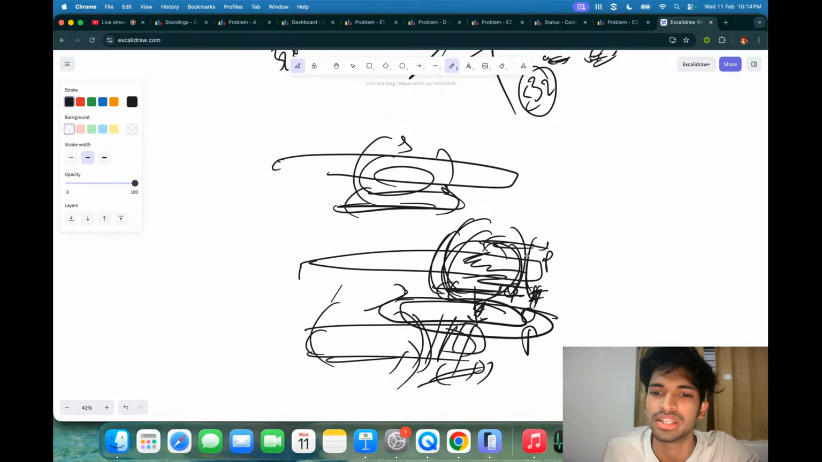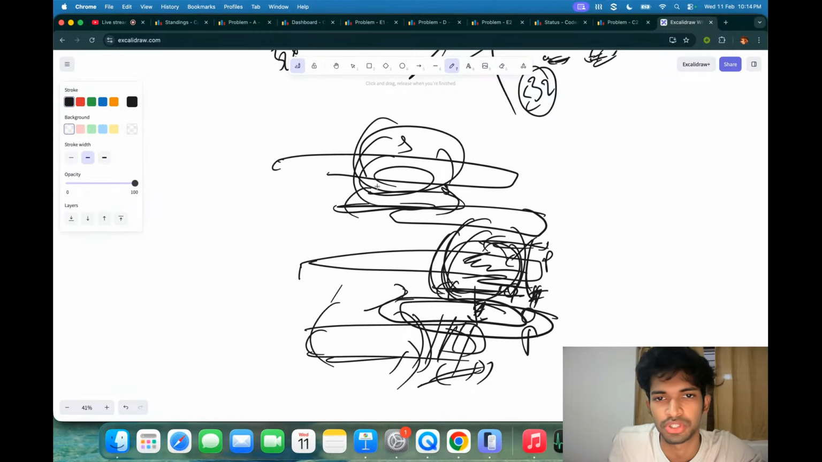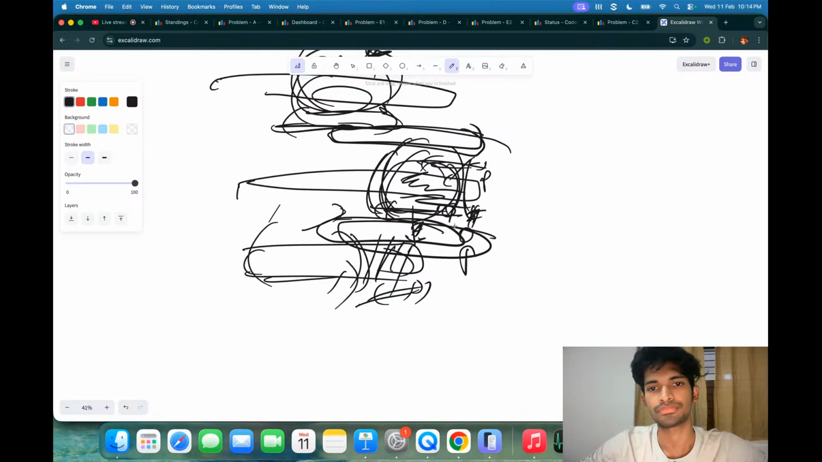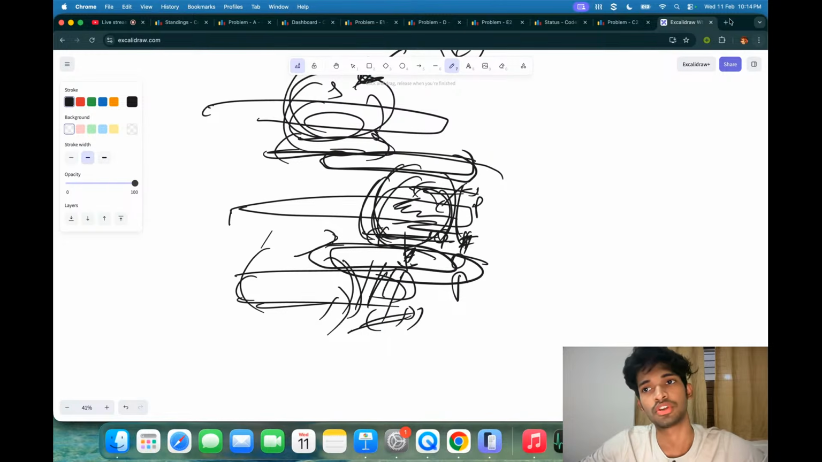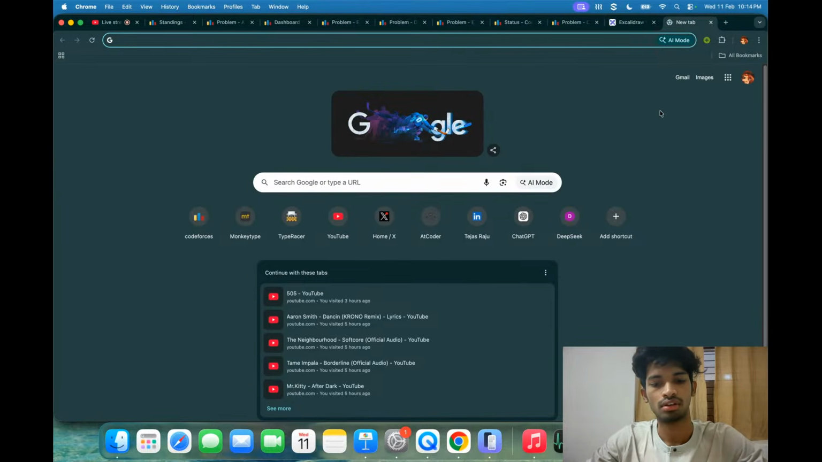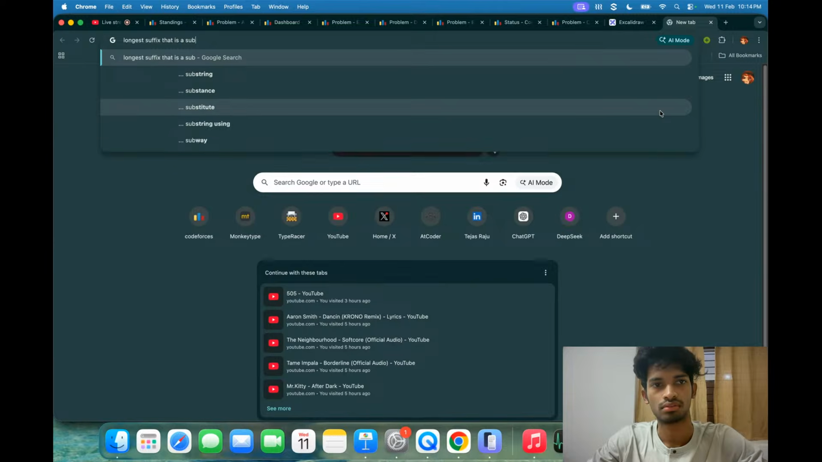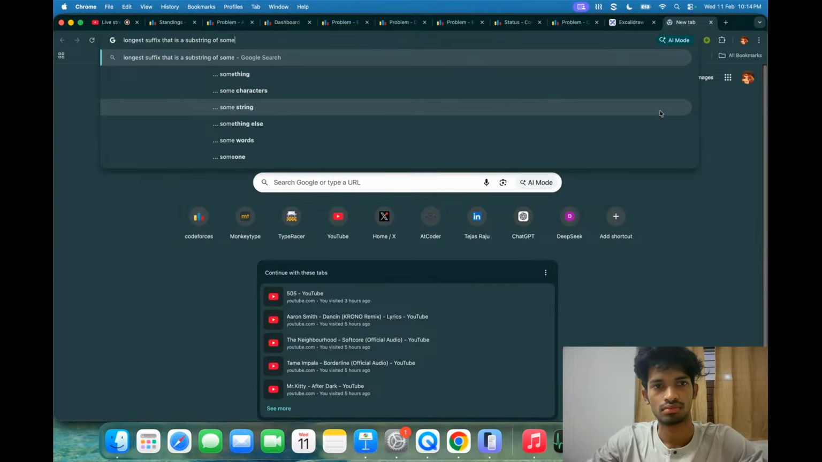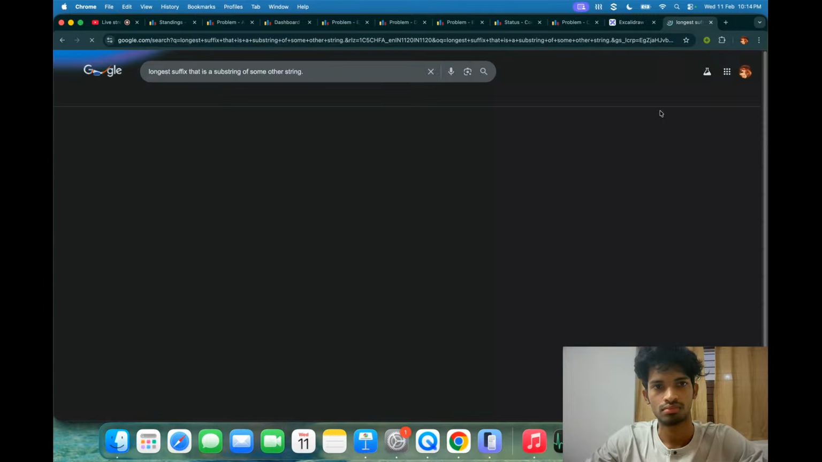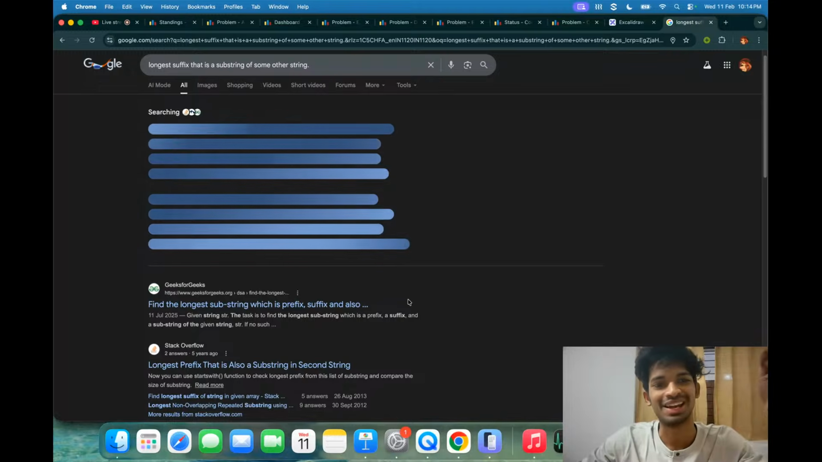So now all you need is what is the longest thing starting from here, that is a substring of this. That's all you need. Longest suffix that is a substring of some other thing. I cannot ask AI, I guess.